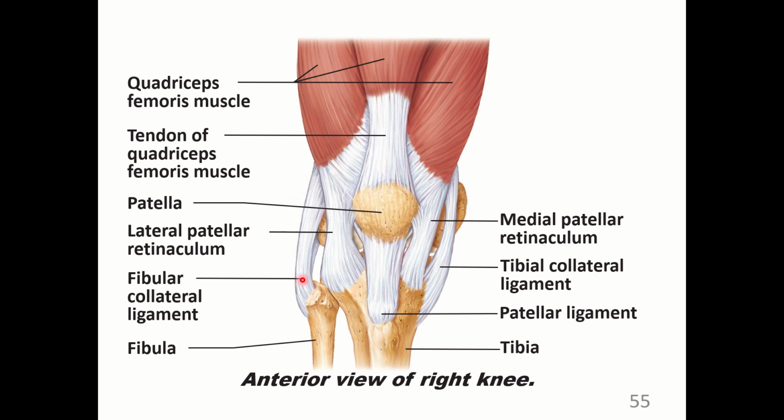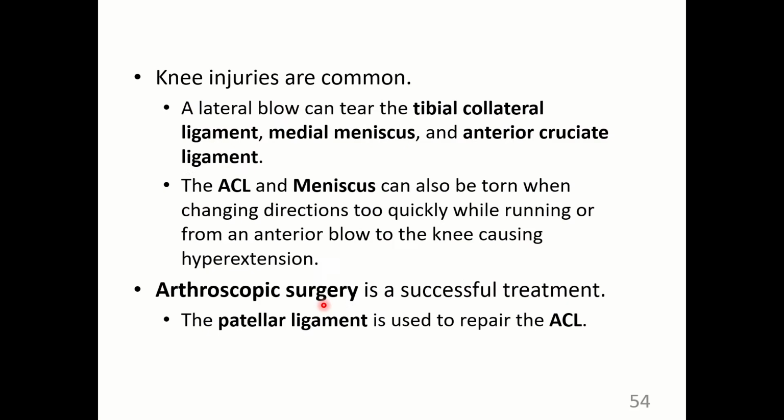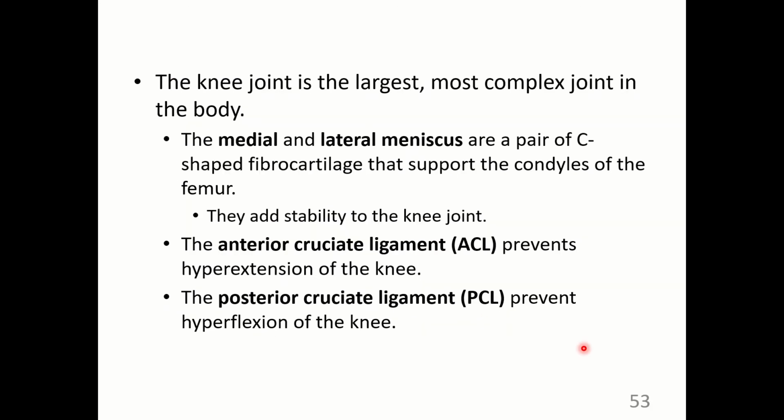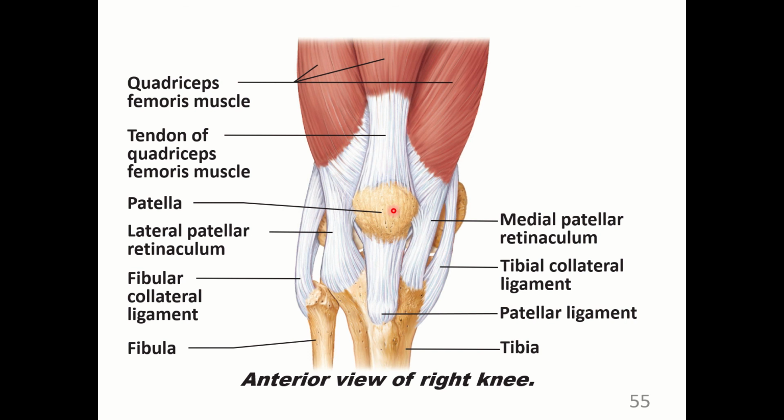This is lateral, the fibula is lateral, so this would be the fibular collateral ligament, helping to prevent the knee moving medially, so it's going to hold it taut so it doesn't bow inward medially. And then the tibial collateral ligament is going to help hold the knee taut so it doesn't bend laterally.